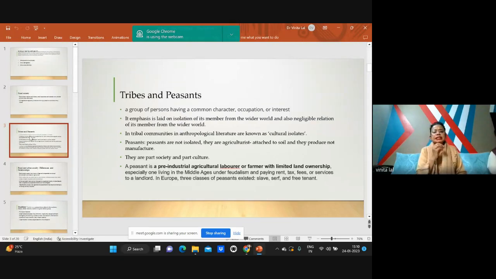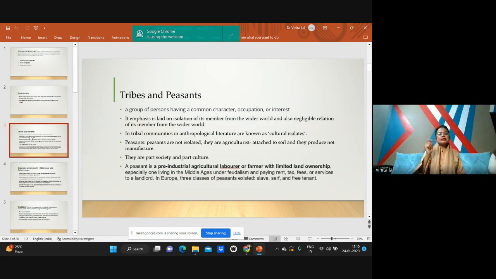Now we come to the peasants. Peasants, villagers and rural society are relatively common words, but a little bit different. Let me tell you what peasants are. Peasants are not isolated. Their major work is agriculture. They are very attached and close to the soil. They produce but do not manufacture. So peasants and rural society are a little bit similar, because they are part of society and part of culture, but tribals or tribes are not.